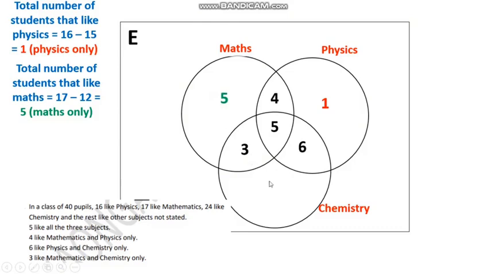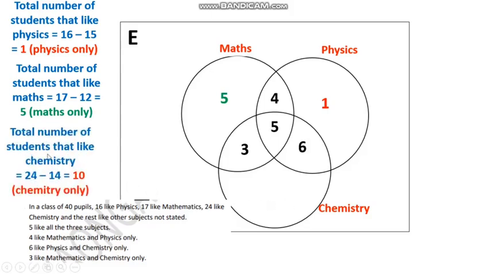Now we come to the third part where we have chemistry. They have said the total number of pupils that like chemistry is 24. Now we need to add these, to see if you are going to get 24 or less than 24. So 3 plus 5 will give us 8. Then 8 plus 6 is going to give us 14. Then they have said the total number of students that like chemistry is 24. So we are going to subtract 24 minus 14 so that we remain with the number of students that like only chemistry, which will be written right here.